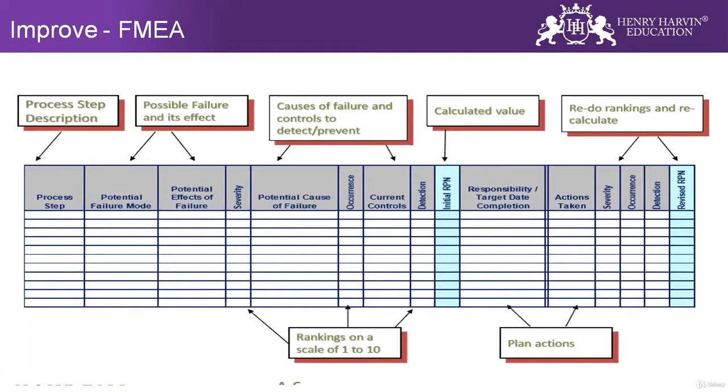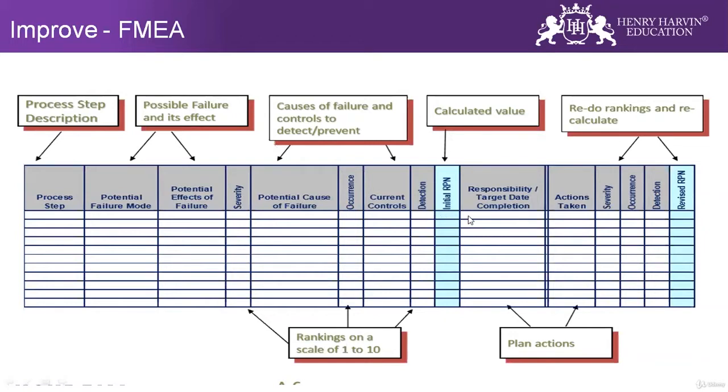Then I will mention if there is any control. So for example, if I anticipate any failure mode, I would try to check within the process whether there is any current control or not. Okay. Then detection, that is, how many times this can happen. And then the RPN will be calculated.